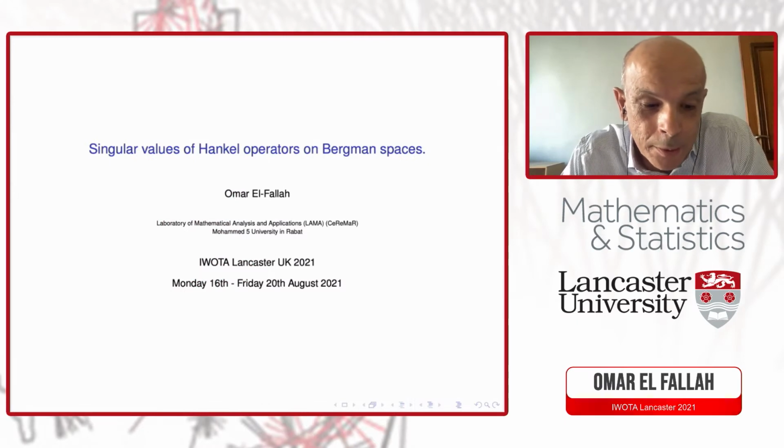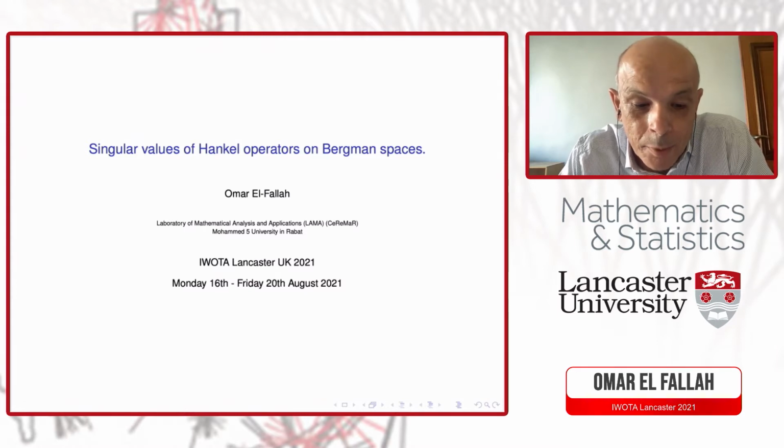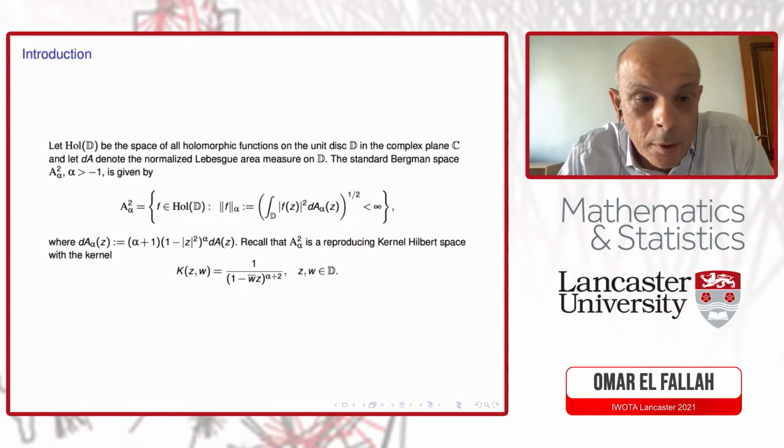In my talk, I will consider Hankel operators on Bergman spaces on a given domain omega of the complex plane. I focus my attention on the unit disk, and some of the results I will present here remain valid in the several variable case. First of all, I will introduce some necessary notations and recall some classical and important results in the subject.